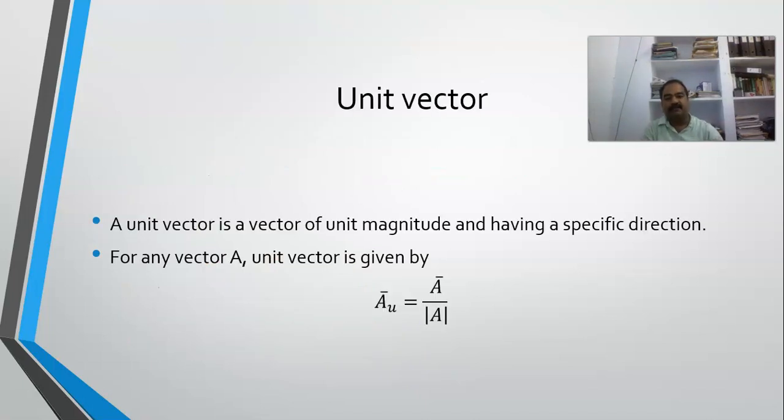And coming to the unit vector. A unit vector is a vector of unit magnitude and having a specific direction. For any vector, we can compute the unit vector, and it is always represented in this fashion. So this represents the unit vector of a vector. How is it to be computed? The given vector divided by its magnitude. This is the easiest way, and the only way of determining the unit vector in a simple fashion.